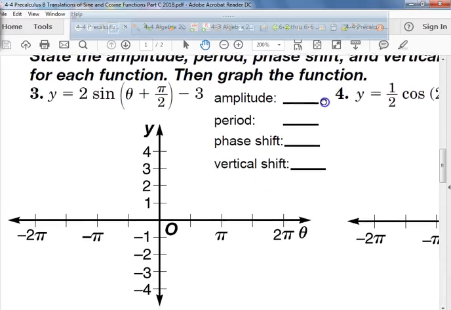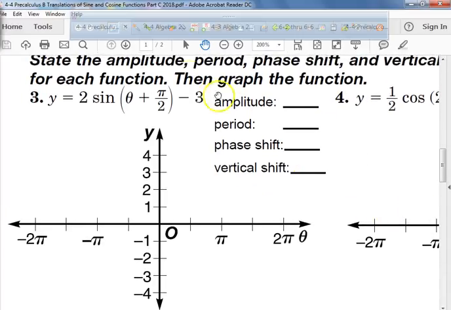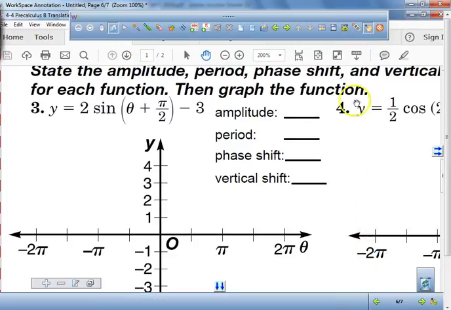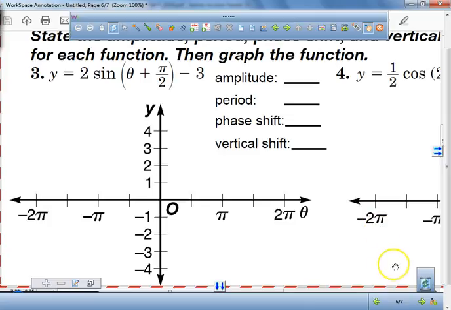Alright, today we're working with amplitude, period, phase shift, and vertical shift. So we're going to go over problem number 3 step by step to give you an idea of what I'm expecting you to do. Okay, like how do you start a problem? That's the main thing. If you know how to start it, you're more likely to finish it.